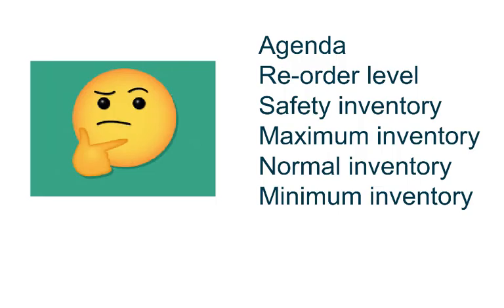Now we will look at the reorder level, at what is meant by safety inventory, what is meant by maximum inventory, by normal inventory, and minimum inventory. And with most of these, there will be certain formulas to calculate those, and we will then do those calculations.